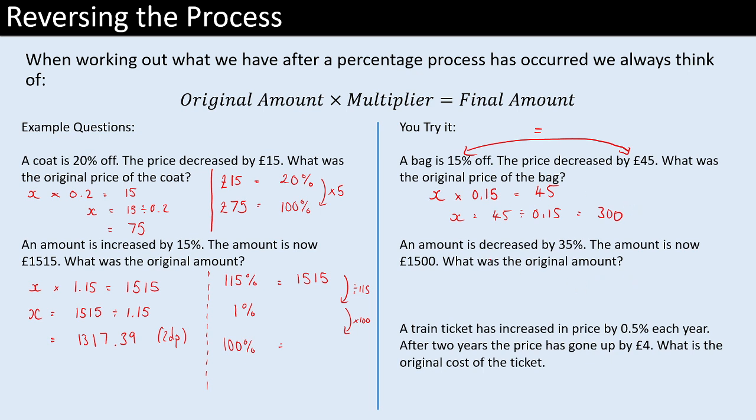The second one is saying that we've decreased by 35% and the amount is now 1,500. What was the original amount? So our original amount times by our multiplier. Now we've decreased by 35%, so 100 take 35 is 65. It's going to be 0.65. And that equals 1,500. So x will equal 1,500 divided by 0.65. Which is... Ooh, gosh. 2307.69. Again, only to 2 decimal places, because we're working with money.